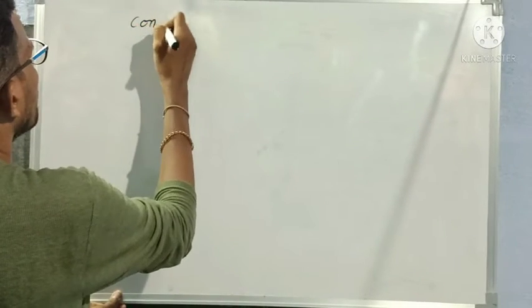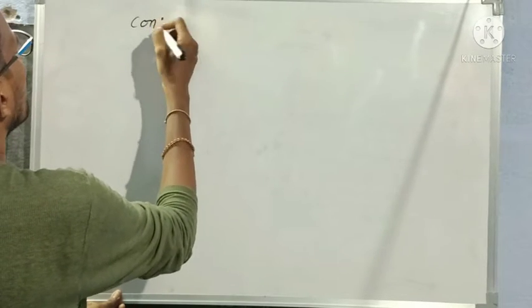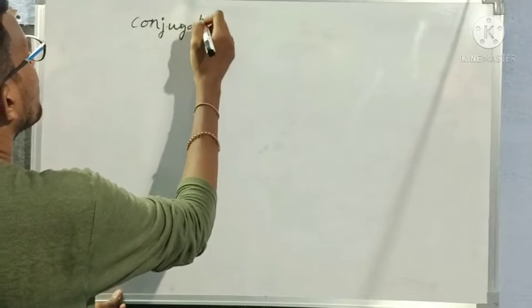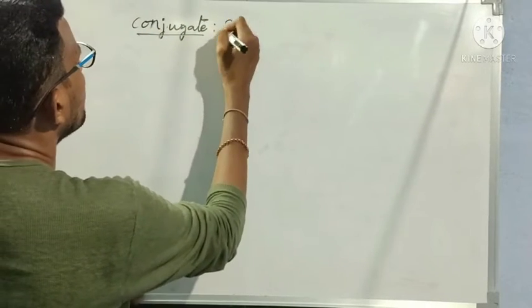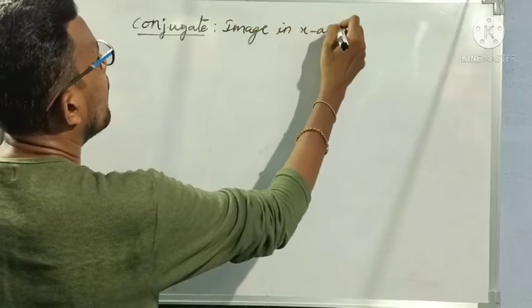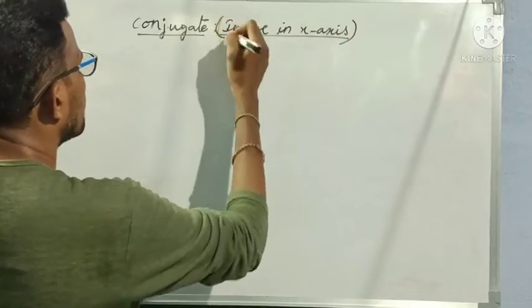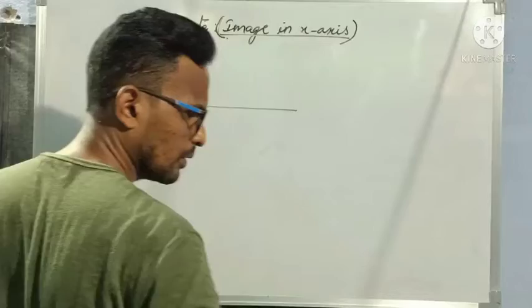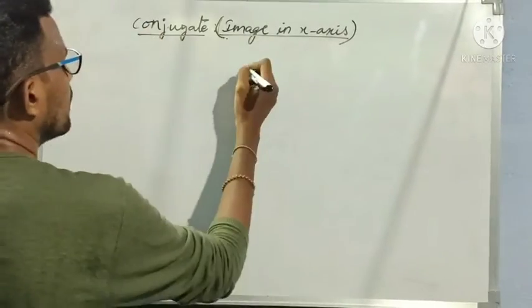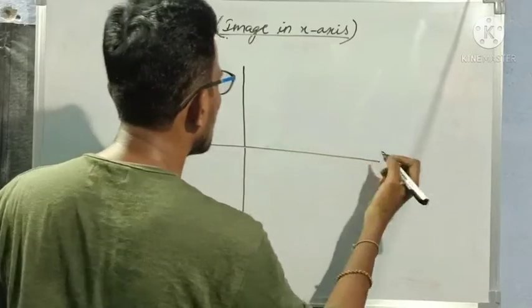So, conjugate of a complex number. How to find the conjugate? What is the meaning of conjugate? It means image in the x-axis. The general meaning of conjugate is image in the x-axis. So let us understand this. I have already explained, no? The image in the x-axis means the complex number will be reflected into the fourth quadrant.